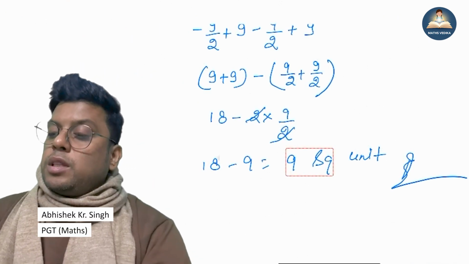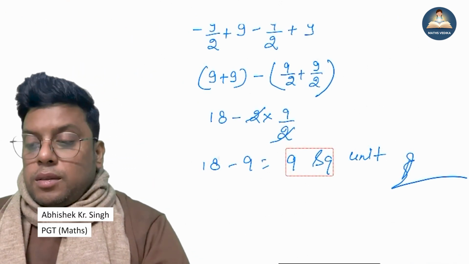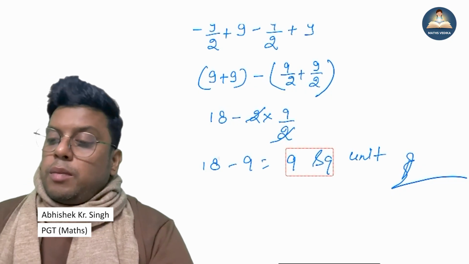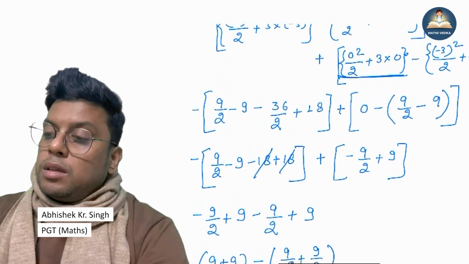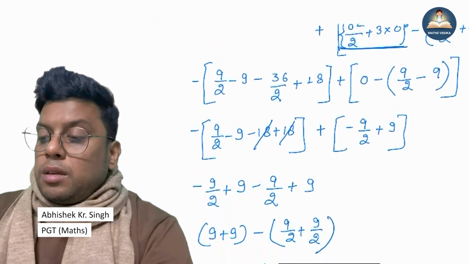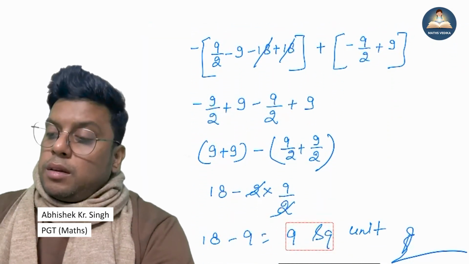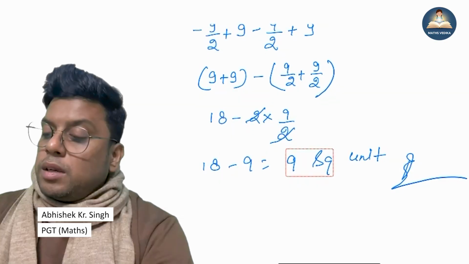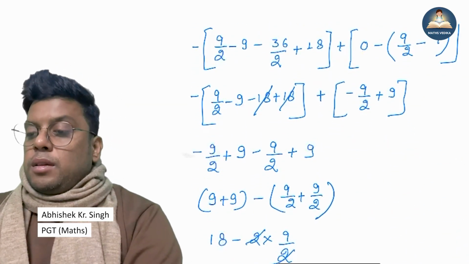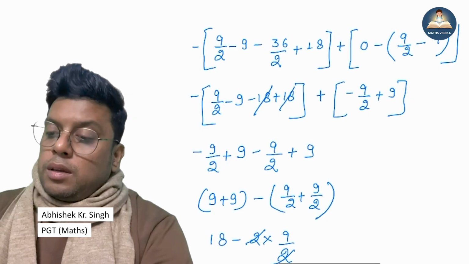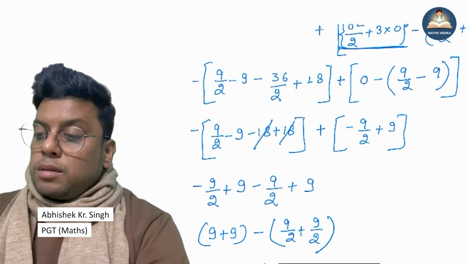Answer. So this is from integration. We obtained the same answer, 9 square units, when we applied the formula of the area of a right angle triangle and by using integration. So I hope you understood both the methods.